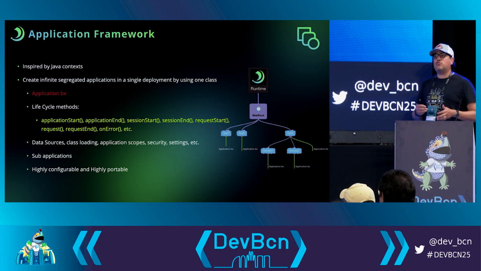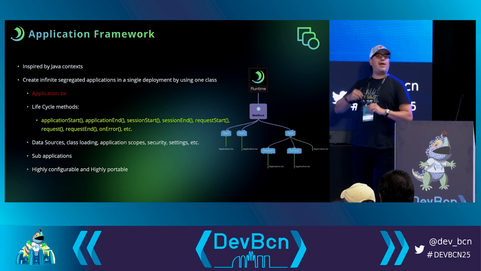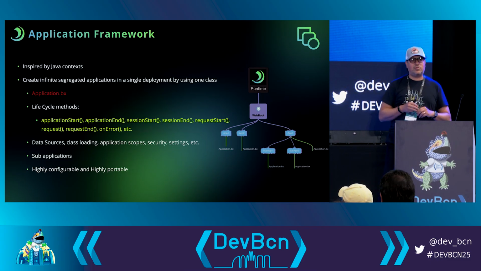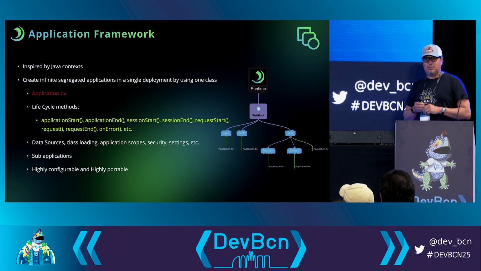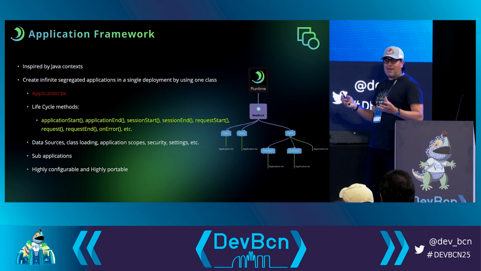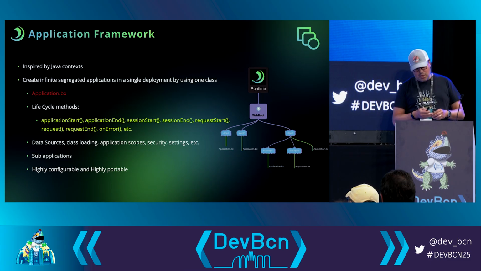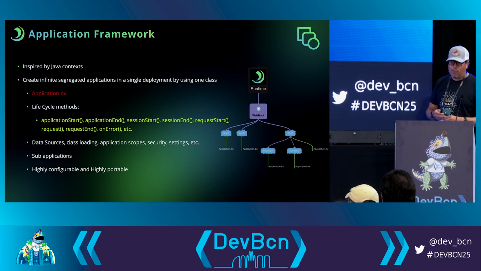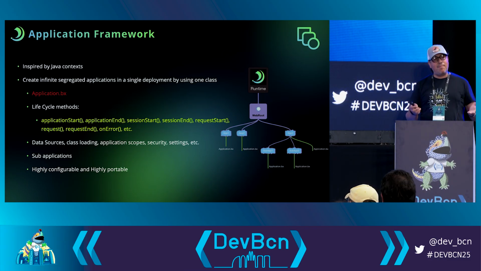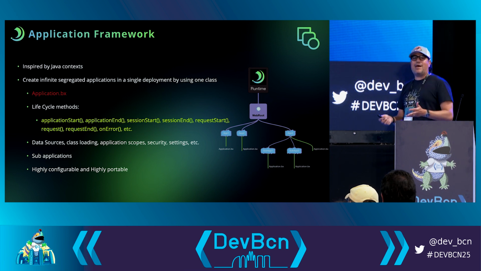You can define data sources only for that application, and if they're not defined there, it asks the parent, hey, do you have that data source? Do you have that cache? Do you have that Java class, etc.? So everything can go and create a nice hierarchical set of applications for you. They're highly configurable and highly portable. And you can leverage them not only for web, but you can leverage them for AWS Lambdas or even for your CLI applications.